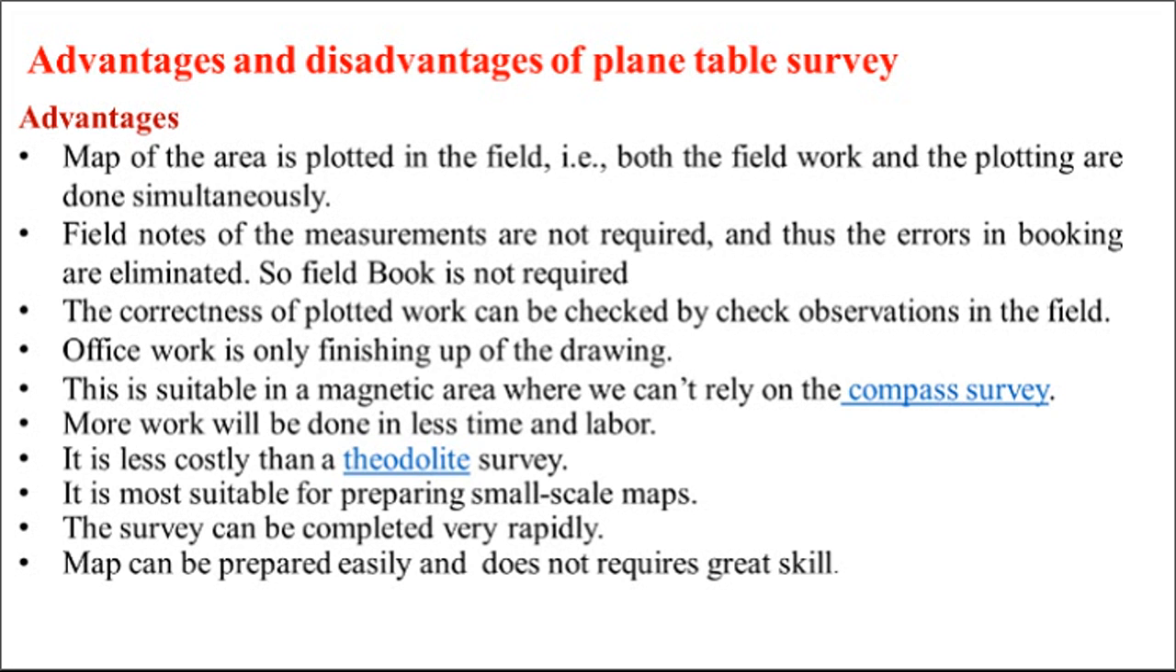Next advantage, the correctness of plotted work can be checked by check observations in the field. Office work is only finishing up of the drawing. This is suitable in magnetic areas where we can't rely on the prismatic compass. Next advantage, more work will be done in less time and labor, means this is a fast method. The next one, it is less costly than the theodolite and other types of surveying.